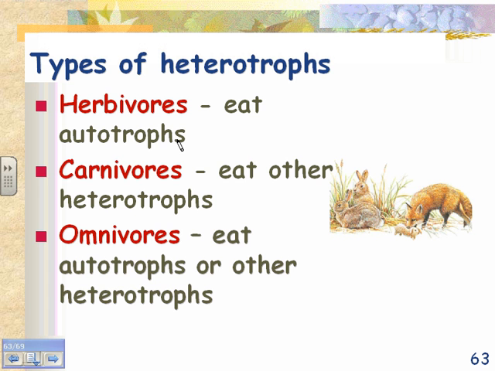Herbivores eat autotrophs. That means they eat plants. So in this picture, the rabbits would be the herbivores. A carnivore eats other heterotrophs. So in this picture, the fox is eating an animal, so that's a carnivore. An omnivore eats autotrophs or other heterotrophs. So a bear might be an example of an omnivore. It will eat honey, which is an autotroph, and it will eat whatever it can get its hands on, a rabbit, fish, whatever, so that makes it something that eats heterotrophs. So an omnivore is both an herbivore and a carnivore together.